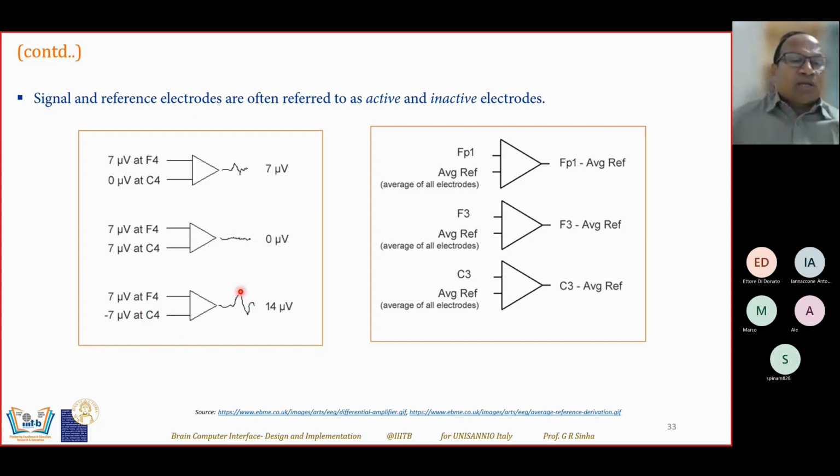So it is actually peak to peak. 7 to minus 7. So the peak to peak is 14 microvolt. So it is actually 7 microvolt, and the next peak is minus 7 microvolt.